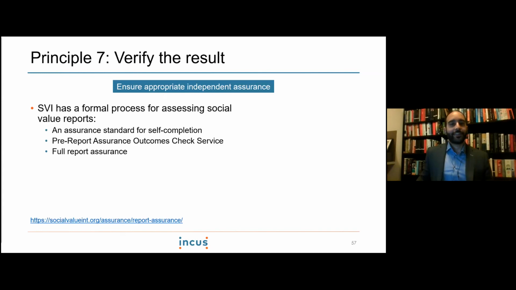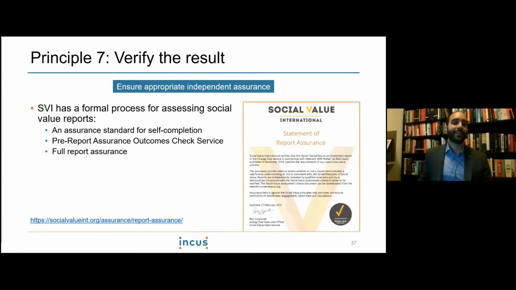All right, lastly, principle 7, verify the result. So Social Value International has a formal process for assessing social value reports. They have an assurance standard that you can complete beforehand. They have something called a pre-report assurance outcomes check service. And they have a full report assurance, and they give you a nice pretty statement at the end of it.